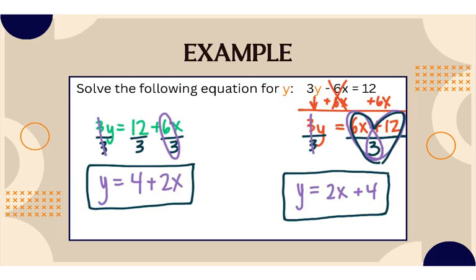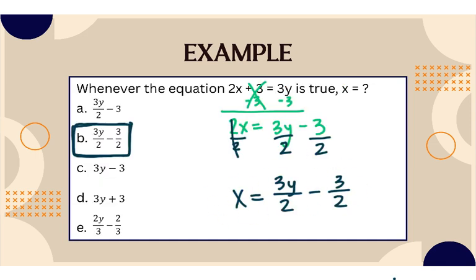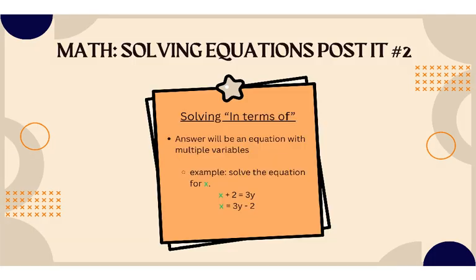Again, in both cases, when we're solving in terms of, or solving a literal equation, our answer is still an equation itself, right? We don't end up with just one number for our answer. Which brings us to our post-it note number 2. In solving in terms of, or again, you can write it as a literal equation, our answer will be an equation with multiple variables. And then I have this example down here. The only one step is you're subtracting the 2 over. But again, we end up getting an equation for our answer.